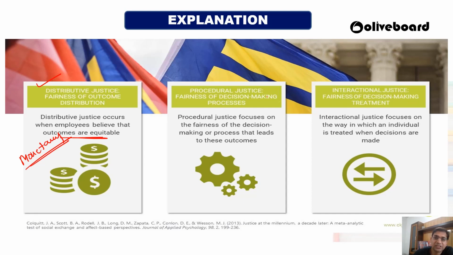Then we have procedural justice. Here we focus on the fairness of decision making, like how fairly the decision was made, which leads to the outcome. I should not feel that somebody has been biased with me and other people are getting unnecessary advantages. Then interactional justice, the fairness of treatment in decision making, focuses on the way in which the individual is treated when a decision is made. So first is the fairness, and here the way the decision is taken.